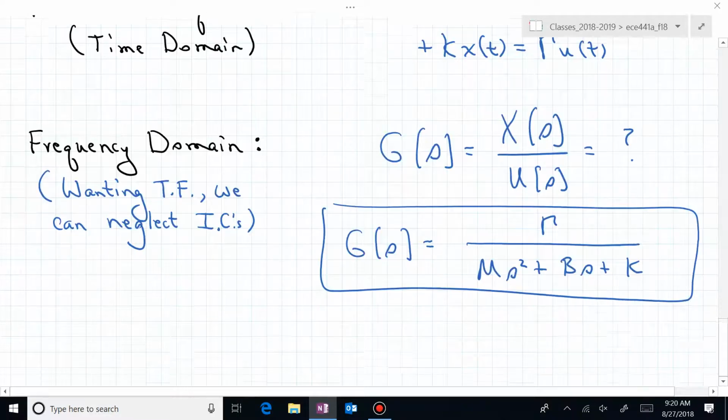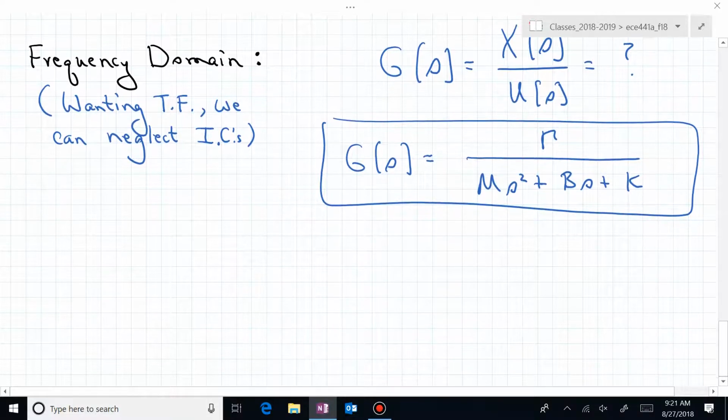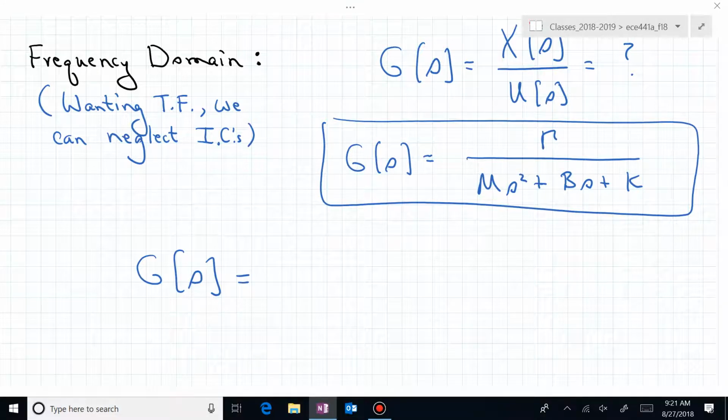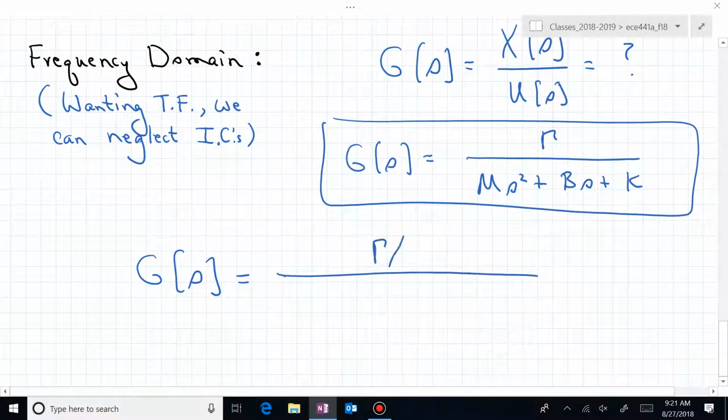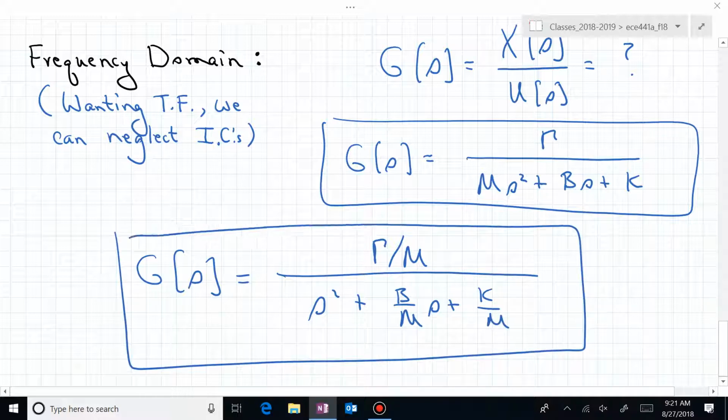Or if you made your denominator polynomial monic, is it clear what I mean by that? If your denominator polynomial is monic, that means that you've normalized the leading coefficient to 1. I'm going to factor out m from each term in the denominator and move that m upstairs so that you could maybe see the transfer function written as gamma over m s squared plus b over m s plus k over m. Either of those transfer functions is correct.